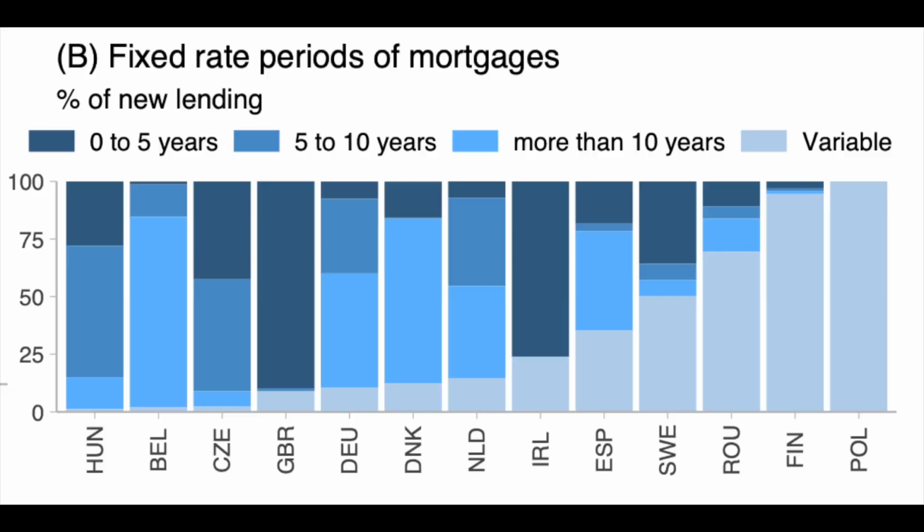The fact that Americans are even able to get a 30-year fixed rate is itself not normal when you look across the globe. I found this great graph from 2021 from the OECD, which shows that the majority of lending is variable. The next most common is probably the 0 to 5 years fixed, and the amount fixed longer than 10 years is really small.